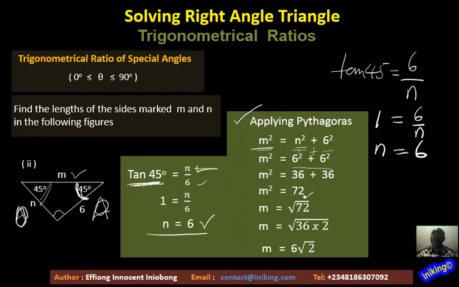And that gives us 72. M is therefore square root of 72. And that gives me here 36 times 2. I'm trying to play this out. Square root of 36 is 6, and then we have 6 root 2. Which is the same thing we had earlier when we just applied what? Our SOH CAH TOA.